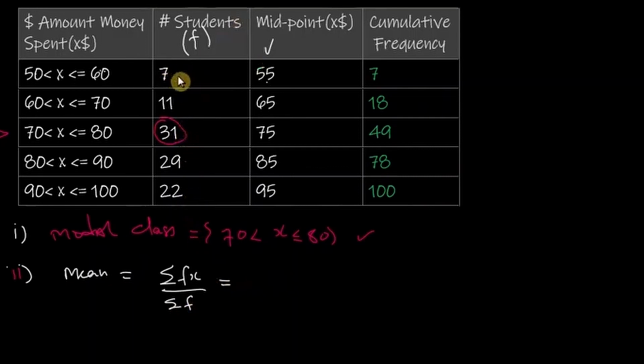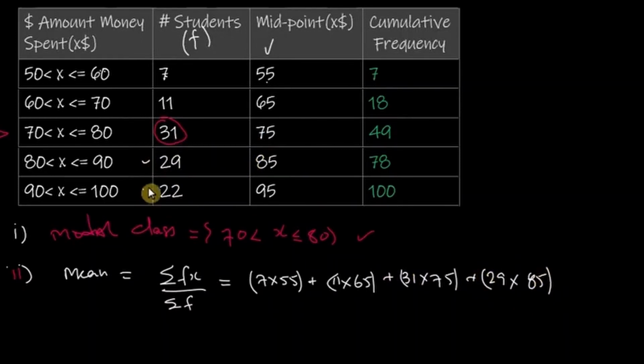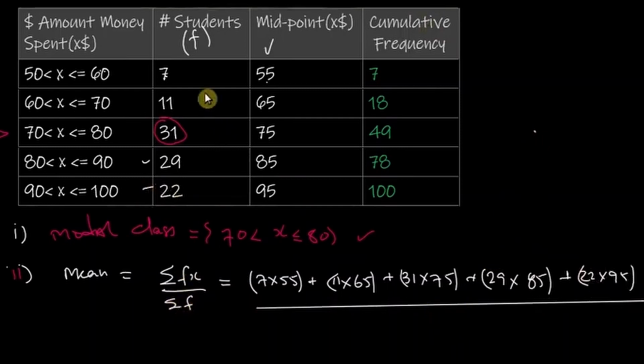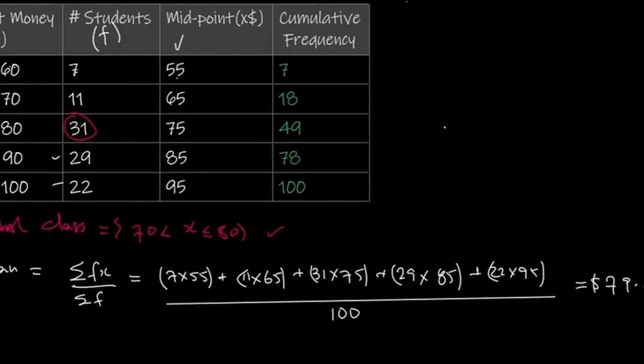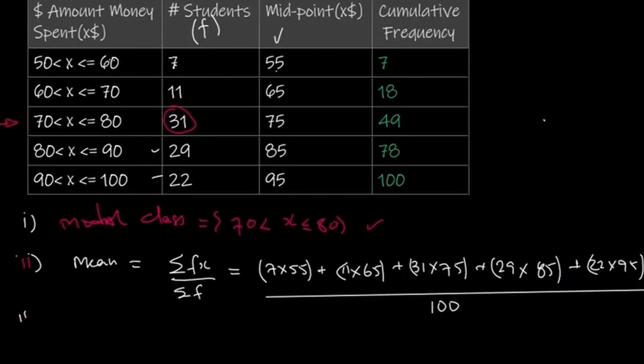So first thing we do is multiply 7 by 55 plus 11 by 65 plus 31 by 75 plus 29 by 85. The last one is 22 by 95. All of that is over the sum of all the frequencies, which is 100. And that works out to be 79.8 or $79.80.